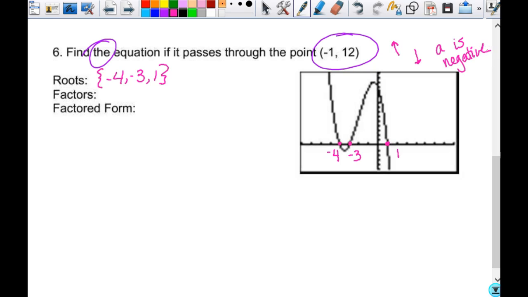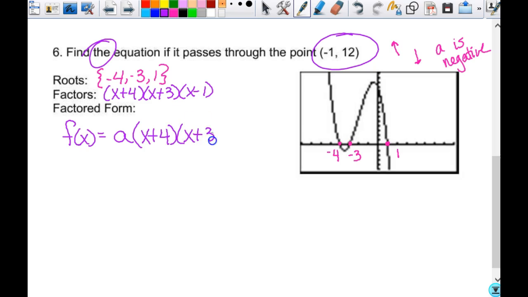So here are my roots, which means my factors are x plus 4, x plus 3, x minus 1. Everybody gets why it's that, right? I need to focus on that. All right, so when I write this in factored form, right now I don't know what a is, so I'm just going to write it down. I'm going to say, all right, well, I know that f of x equals A, don't know what it is yet, but I know it's going to have to be negative when I'm done, times x plus 4 times x plus 3 times x minus 1. Everybody with me so far?